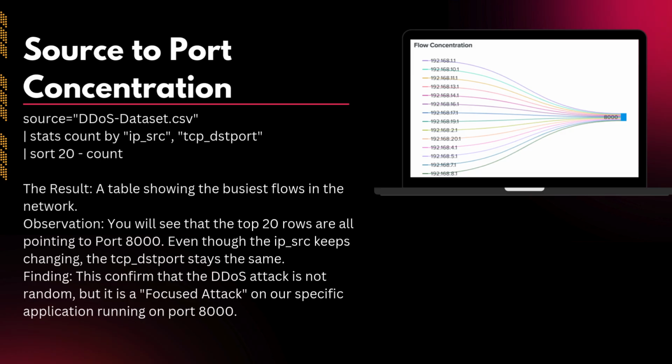This is very specific. It means the attacker already did reconnaissance and found that our application is running on that port. By knowing that only port 8000 is under attack, we can focus our defense there and keep our other services like email or DNS running as usual.